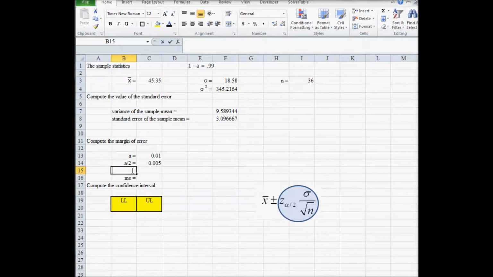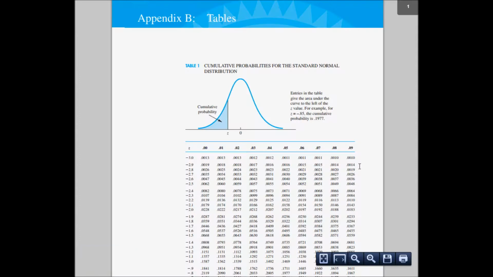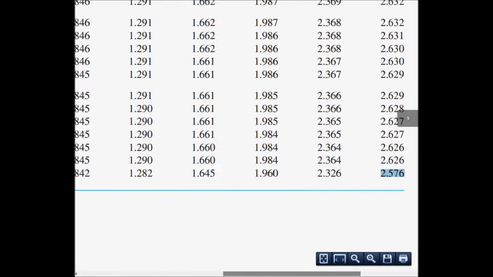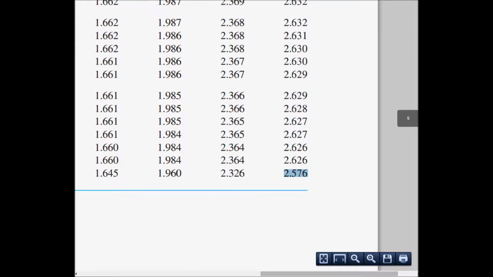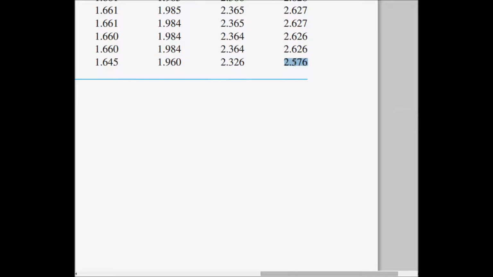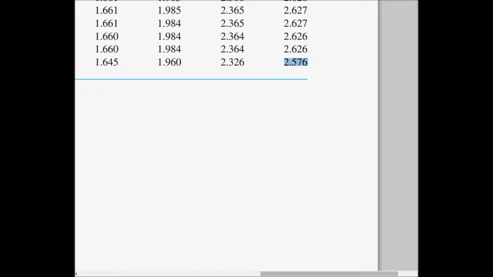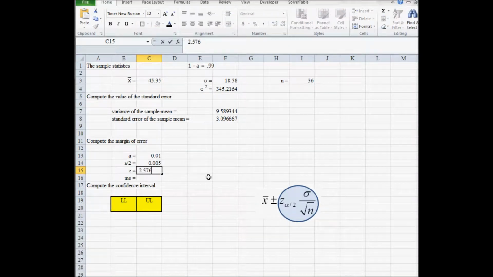The z value is found in either the standard normal table or the infinity row of the t table. I like to use the infinity row of the t table because you have 3 decimal accuracy. So I'm going to go ahead and open up the tables in the appendix of the textbook. In the infinity row of the t table, in the column corresponding to 0.005, the z critical value is 2.576. I'm going to paste that back into Excel right here.